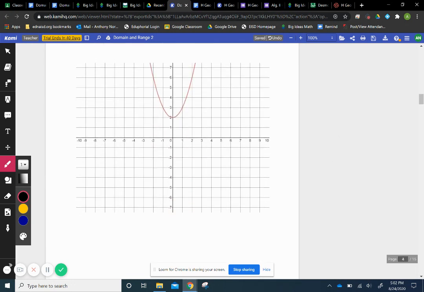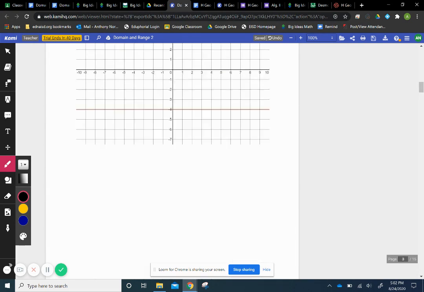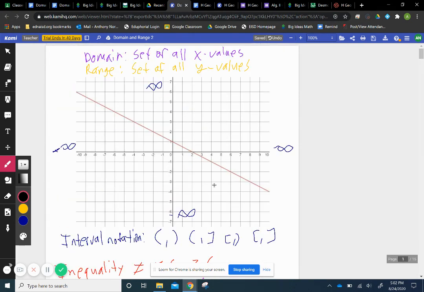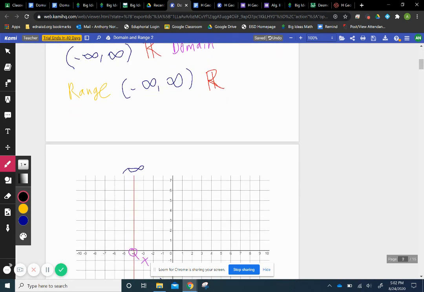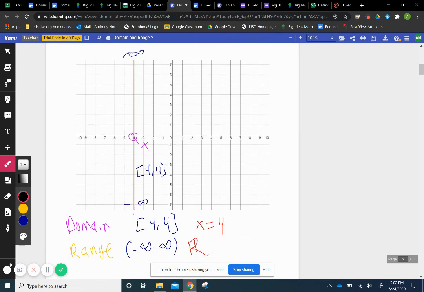So now we're back to our, let me take a step back. This is a function. It passes the vertical line test. We can go across and pass the vertical line test. Notice when we pass the vertical line test, our domain was all real numbers. This one fails the vertical line test because it is a vertical line.